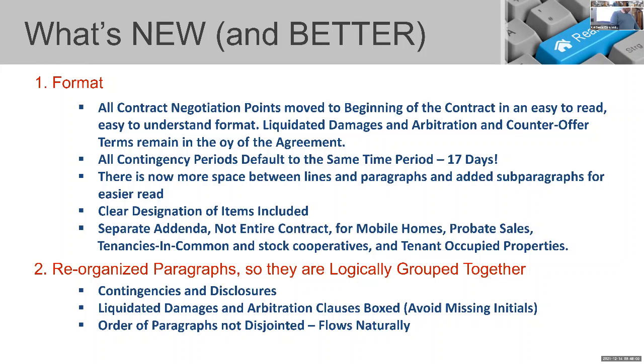Liquidated damages and arbitration clauses are highlighted. It also avoids missing initials. Sometimes having those optionals in the DocuSign makes it easy to miss those initials. So if it's important to you to have those, counsel your clients about those, make sure that they want them in the contract if you're using the DocuSign processes, and go through DocuSign and make sure that those go from optional to mandatory.